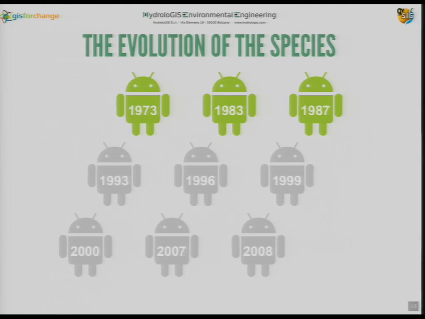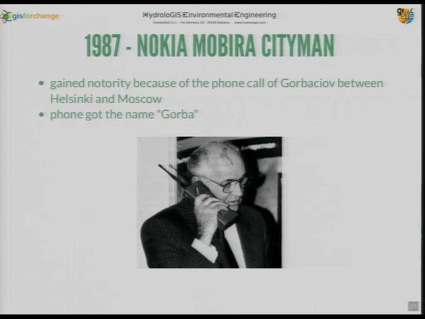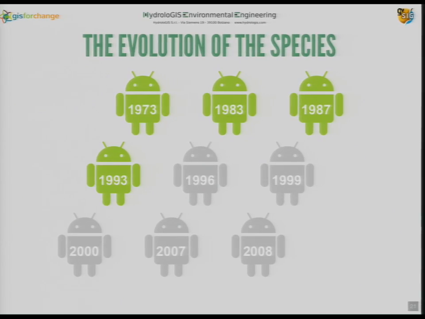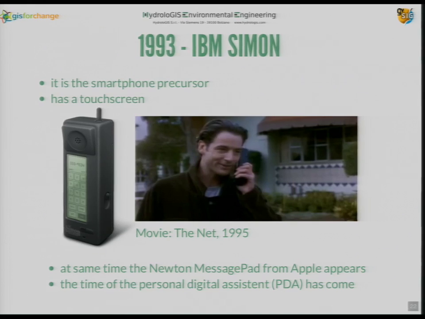Some might remember it. 4 years after that, Nokia produced the Mobira Cityman, which was better known as the Gorba, because there is this well-known picture that depicts Gorbachev having a call. He was at the conference in Helsinki, and there was an urgency, and he called Moscow. So this was a very important moment. In 1993, IBM produced the IBM Simon.